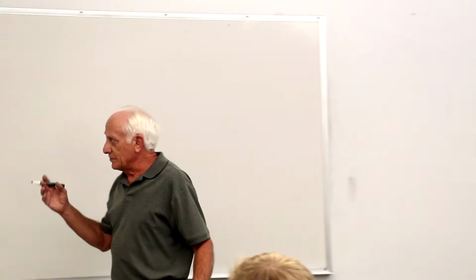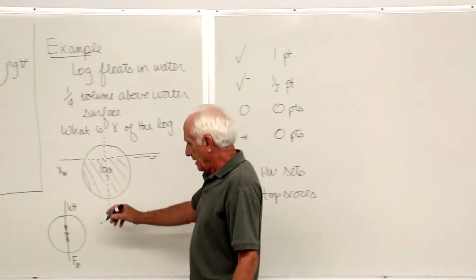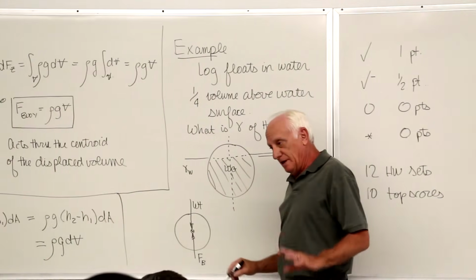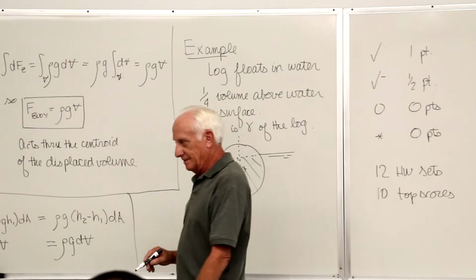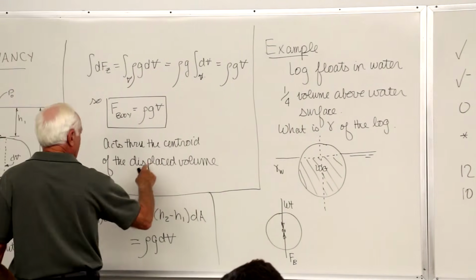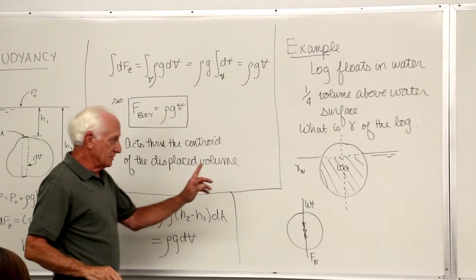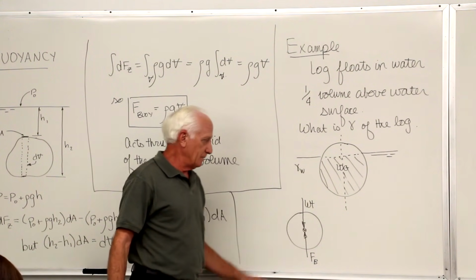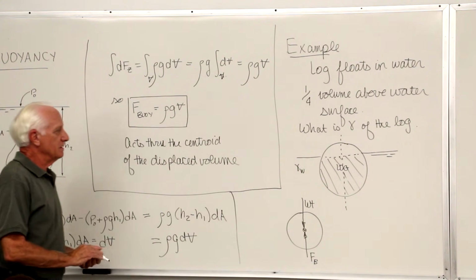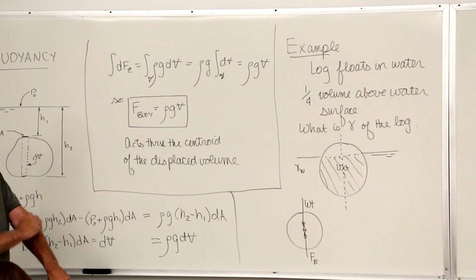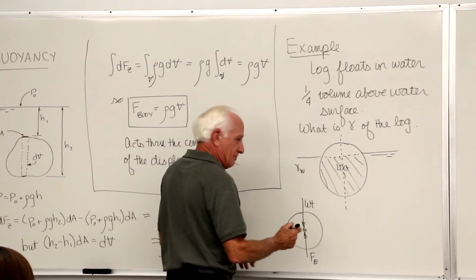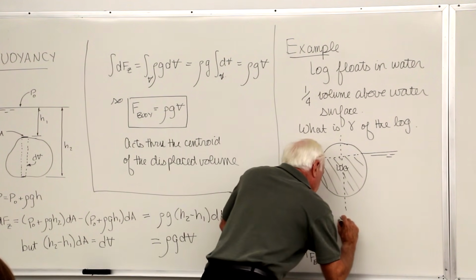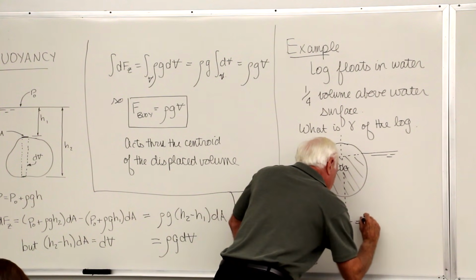The weight acts through the center of gravity. FB acts through a different place, the centroid of the displaced volume. Sometimes they're on the same line, sometimes they're not. It depends on the geometry. Anyway, here they are. So the sum of forces in the y direction equals 0. The weight equals FB.